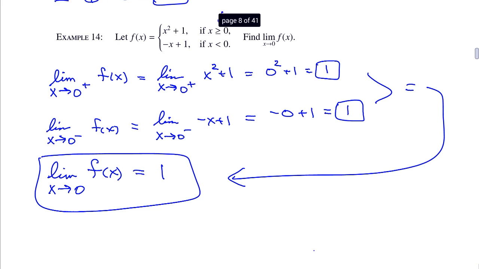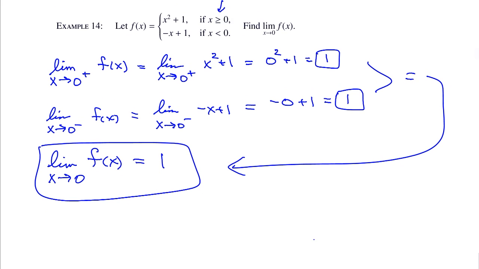In fact, if you look at the graph of this, the right graph is the parabola moved up 1, and it's only half of it, so it's semi-parabolic. On the left half, it's a line with slope negative 1 with a y-intercept of 1. And so sure enough, these two pieces meet, and they meet at 1.